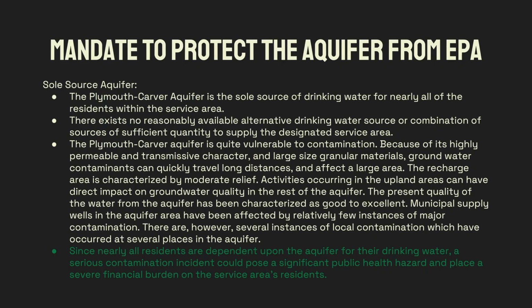And yet, the EPA states, "Since nearly all residents are dependent upon the aquifer for their drinking water, a serious contamination incident could pose a significant public health hazard and place a financial burden on the services for the residents." So we have this federal statement that we have a very delicate aquifer and we have to protect it, and yet the residents are on their own when it comes to actually protecting their own drinking water.